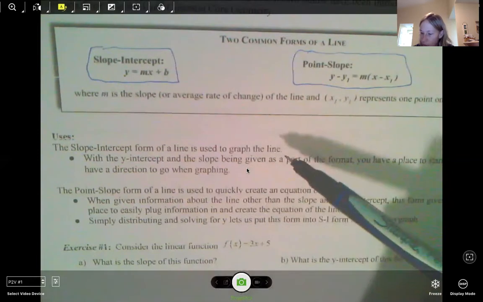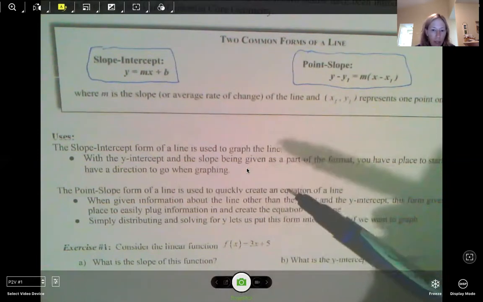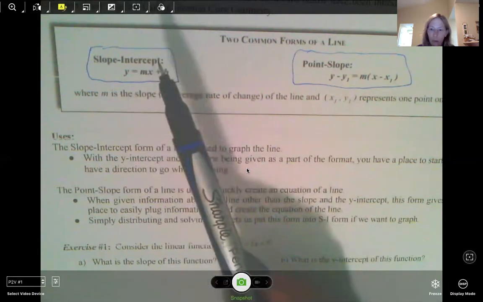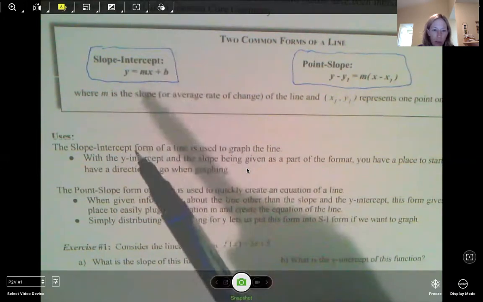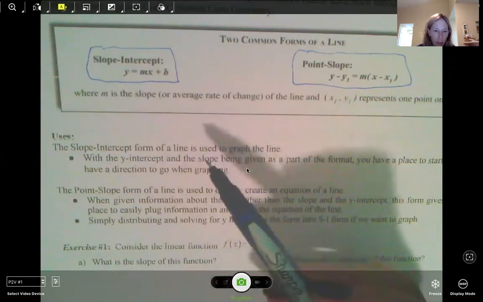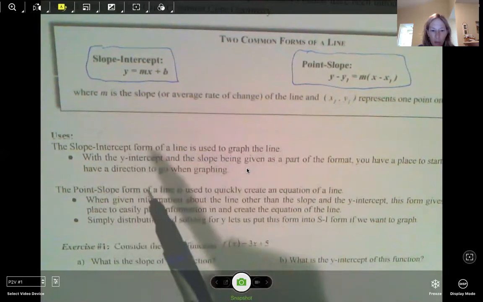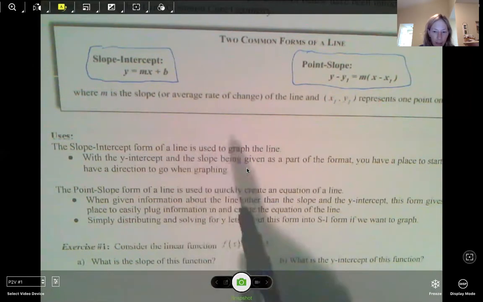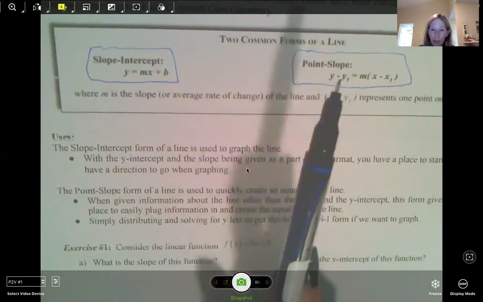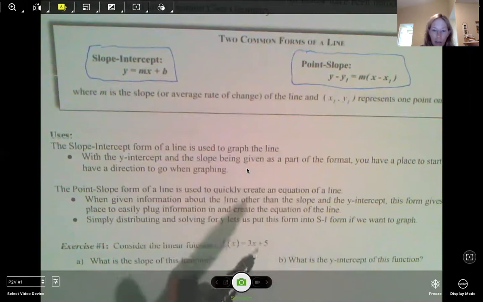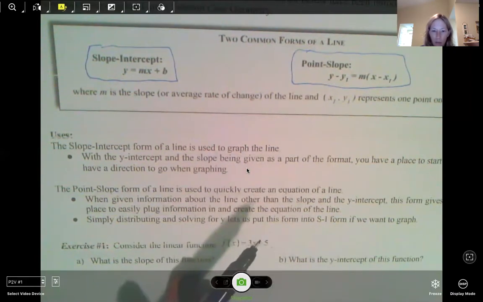It says slope-intercept form of a line is used to graph the line. When we have the y-intercept and the slope, this is the easier formula to use. The y-intercept is like a starting point, and then the slope, the rise over run, gives us the direction to another point. Point-slope form is used when we have the slope and then an additional point that's on the line. Once we get it in point-slope form, it's pretty easy to do some simplifying and manipulating to also put it into slope-intercept form if we want.